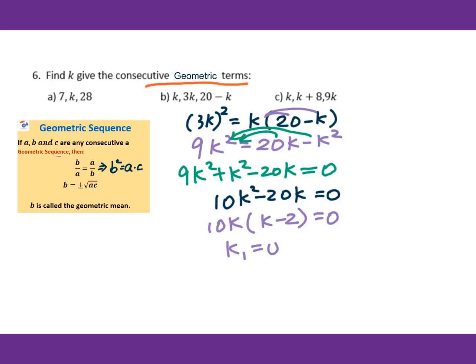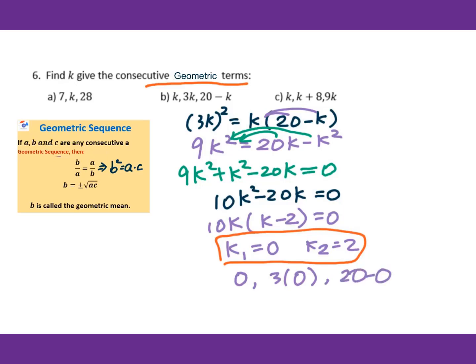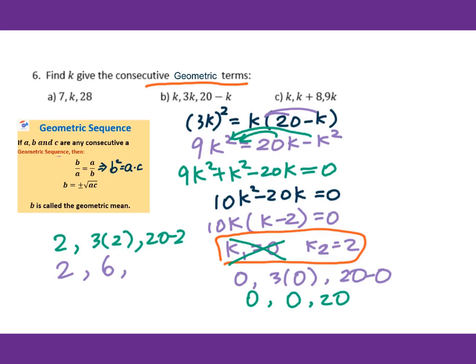So we get k1 equals 0, k2 equals 2. For a geometric sequence, you have to plug in to check. For k1 equals 0, we plug in 0, 3 times 0, then 20 minus 0. It's not right. So k1 is an extraneous solution. For k2, we plug in 2, 3 times 2, then 20 minus 2. We get 2, 6, then 18. Yes, this is true. Therefore, we only have one solution, k equals 2.